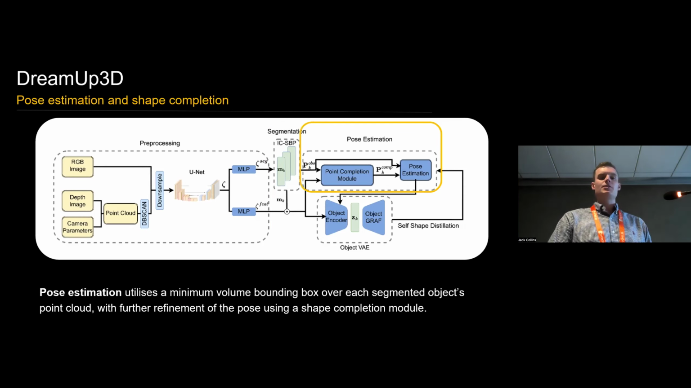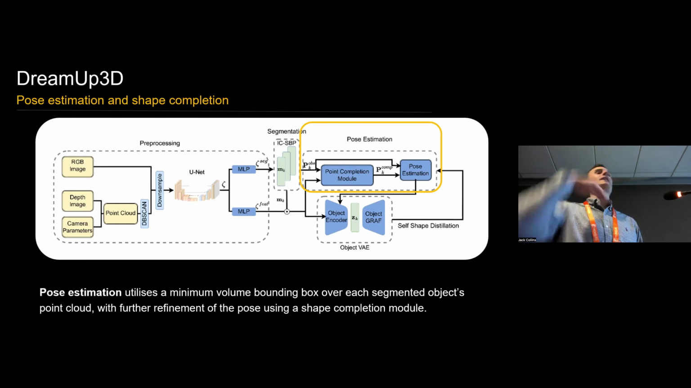And so that's the segmentation module. We then have a pose estimation module, which uses a minimum volume bounding box over the segmented point clouds. But we need further refinement of that for a better pose estimate. And so what we have there is also a shape completion module, which predicts points that might have been unobserved because we've only got a single view as input.